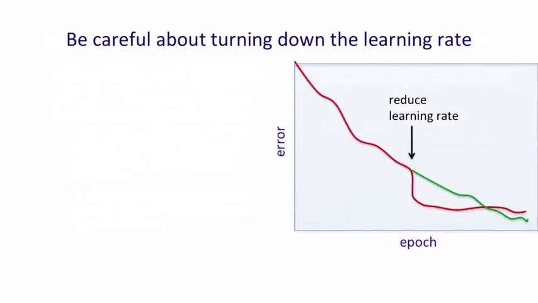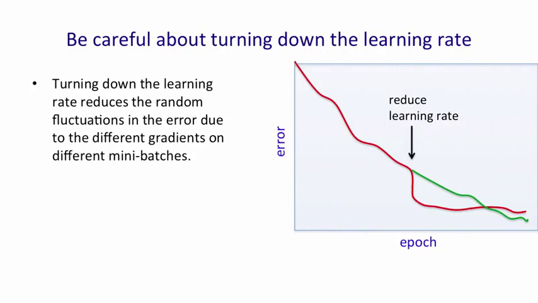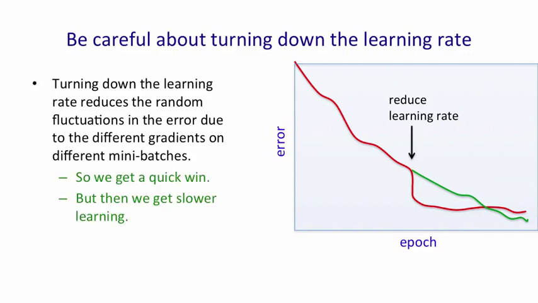I mentioned earlier that towards the end of learning you should turn down the learning rate. You should also be careful about turning down the learning rate too soon. When you turn down the learning rate, you reduce the random fluctuations in the error due to the different gradients on different mini-batches. But of course you also reduce the rate of learning. So if you look at the red curve, you see that when we turned the learning rate down, we got a quick win. The error fell. But after that we get slower learning. And if we do that too soon, we're going to lose relative to the green curve. So don't turn down the learning rate too soon or too much.